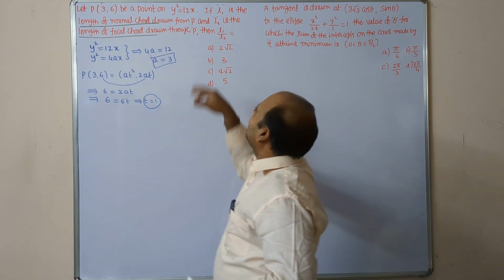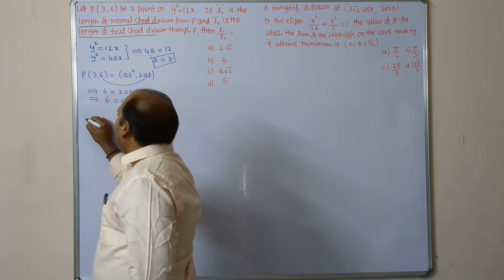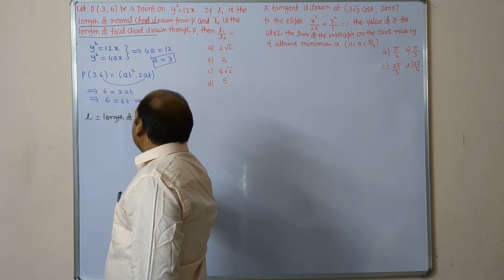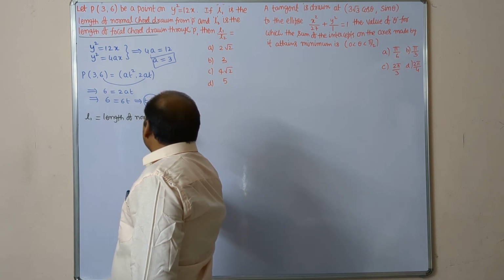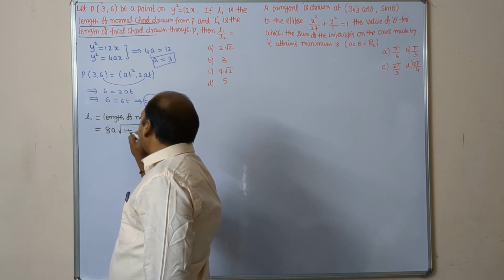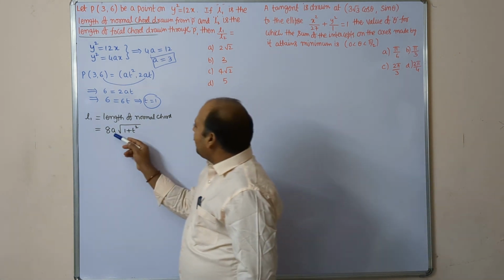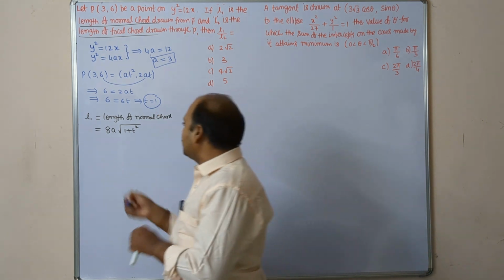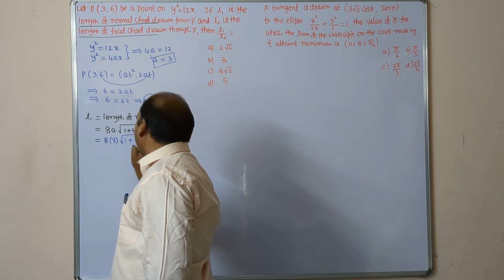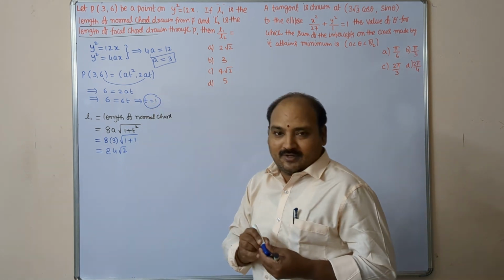Now the formulas related to the length of normal chord and length of focal chord, I will write them. L1 is equal to the length of normal chord. These are the shortcuts, dear students. 8a times root of 1 plus t square. This is the formula for the length of normal chord. What is the value of a? 3. What is the value of t? 1. Substitute in this and calculate: 8 into 3 into square root of 1 plus 1 square. So 24 root 2. This is the value of L1.